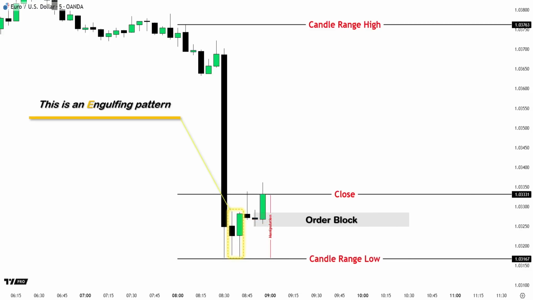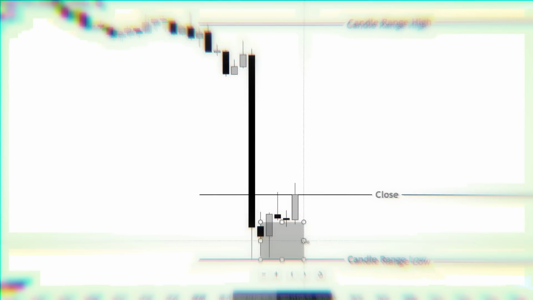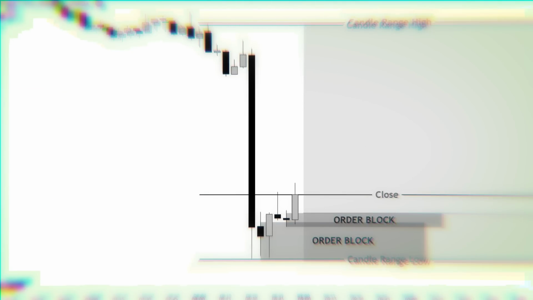Now here's the second order block. To determine these order blocks, I am using a special technique. The first order block is already hit, so the second order block will be a better entry. This is where I'll place my entry. The setup is clean, the logic is sound, and this single trade can easily deliver 50 pips.